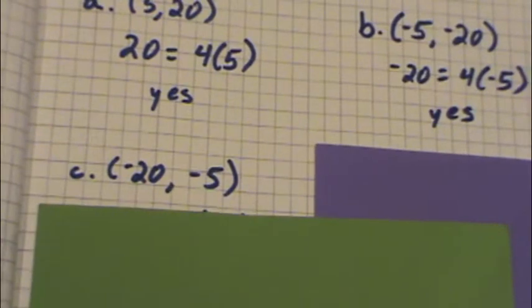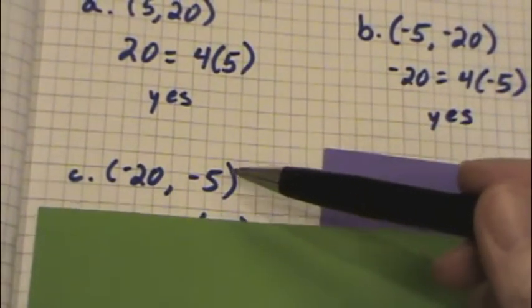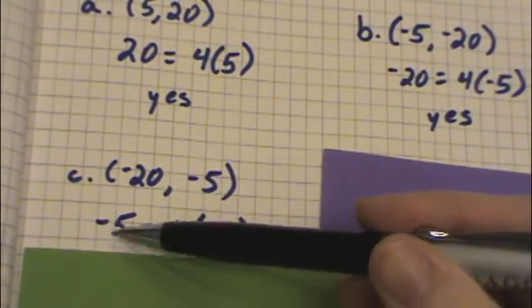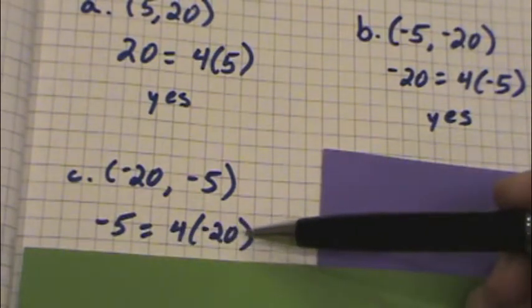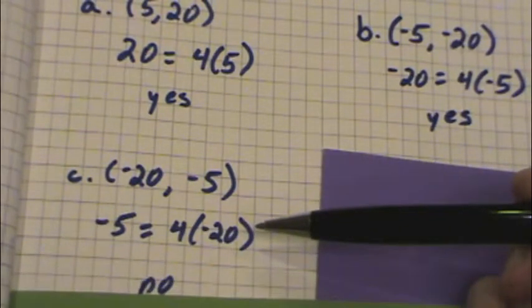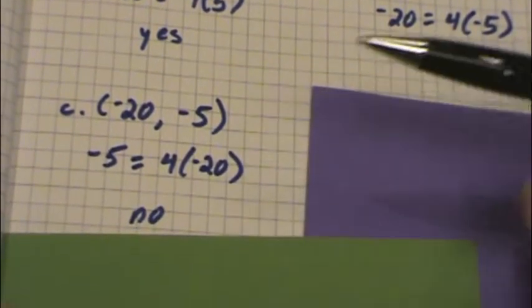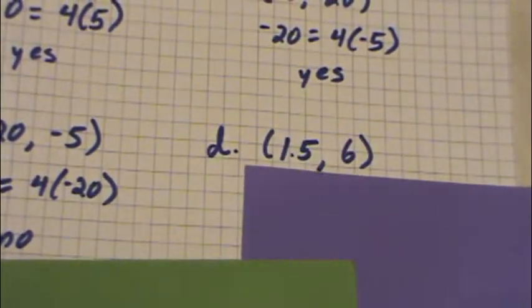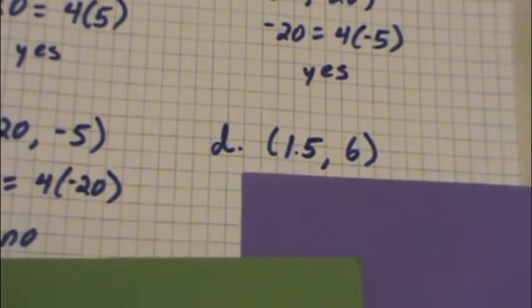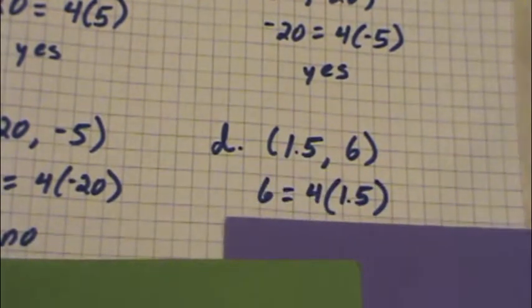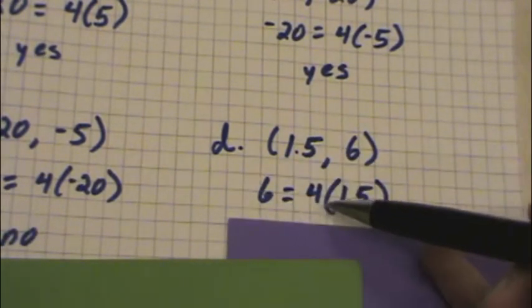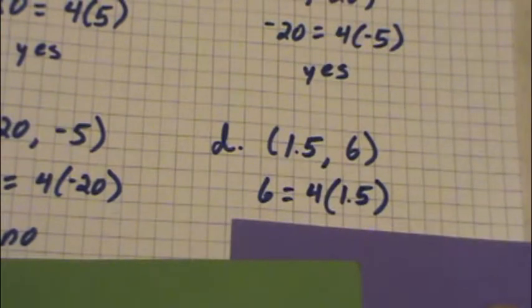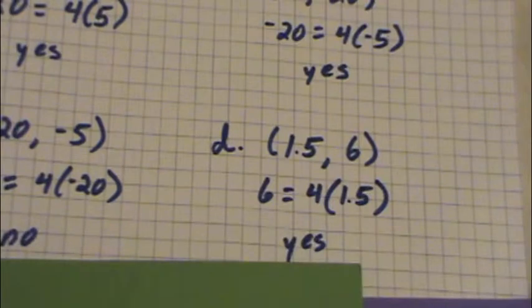What about -20 and -5? That gives us the equation -5 equals 4 times -20. That really doesn't work very well. Last but not least, 1.5 and 6. So, does 6 equal 4 times 1.5? Do your thinking. Yes, sure does.